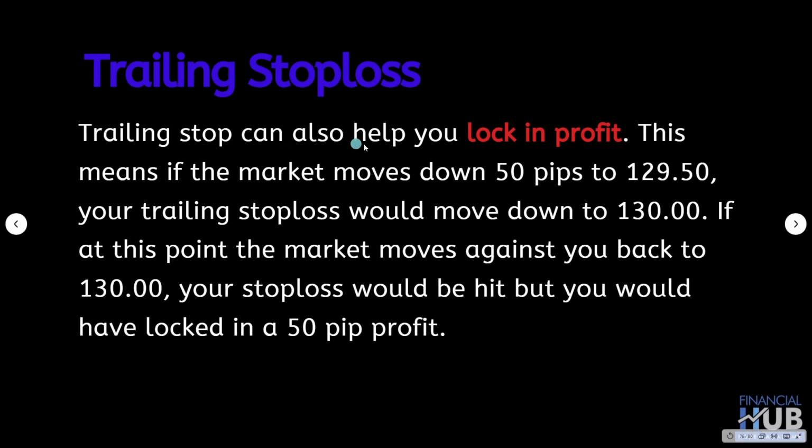Trailing stop can also help you lock in profit. This means if the market moves down another 50 pips, to 129.50, remember the market is falling and you had entered a sell position, your trailing stop loss will move down another 50 pips to the 130.0 level. If at this point the market moves back against you to the 130 level, your stop loss will be hit, but you would have locked in a profit of 50 pips.